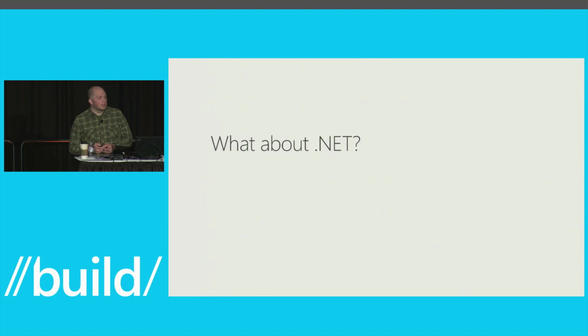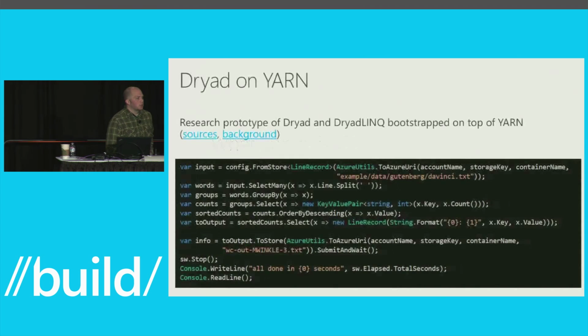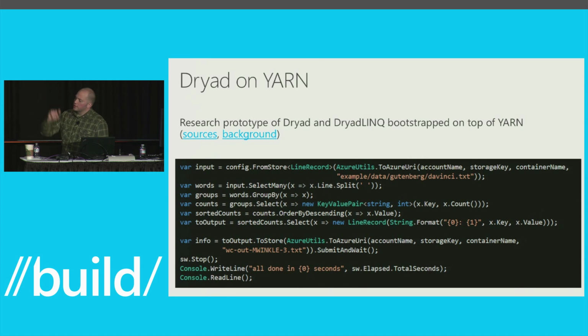So, hey, what about .NET? I want to show Dryad on Yarn. You can check out the links here; I'll tweet them after the talk. This is a research prototype that's been put out by Microsoft Research. And what this allows me to do is write this LINQ code in .NET and submit that and run that on an HDInsight cluster that's running Yarn.